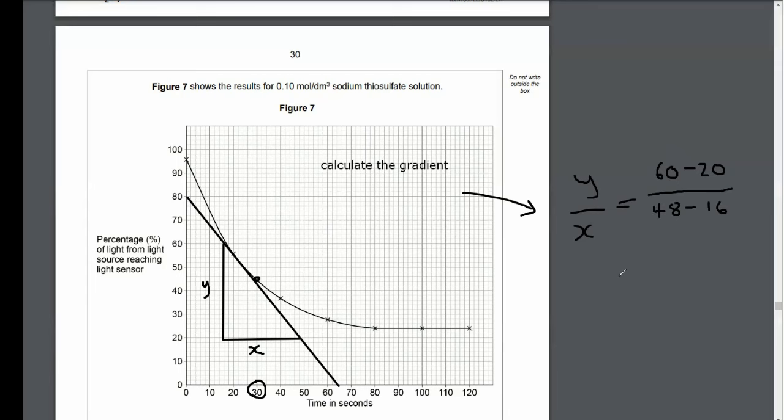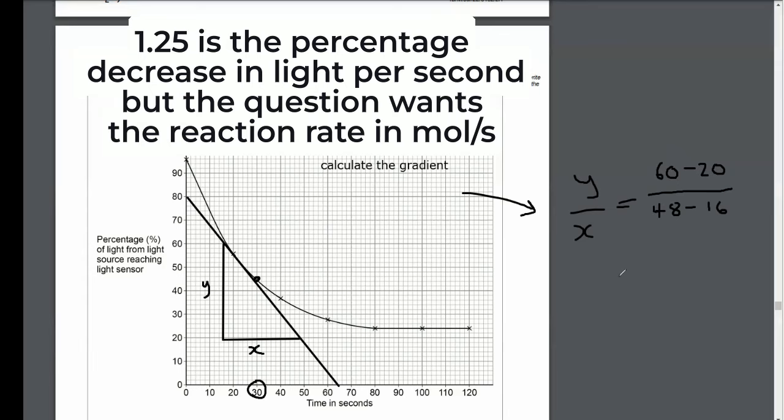And what this does, this gives us an answer of 1.25%. So essentially, this gives us an answer of 1.25% per second. Remember, y here is the percent and x is the seconds, so we end up with 1.25% per second. It's a measure of rate, but the question has asked us to turn it into moles.